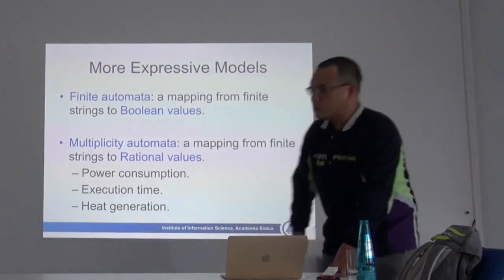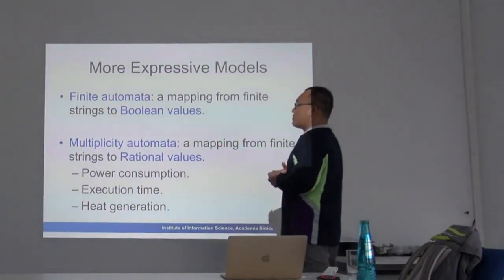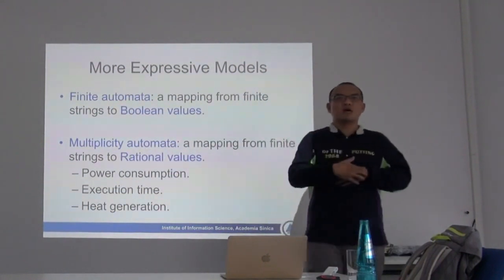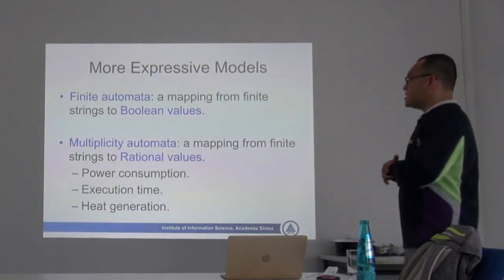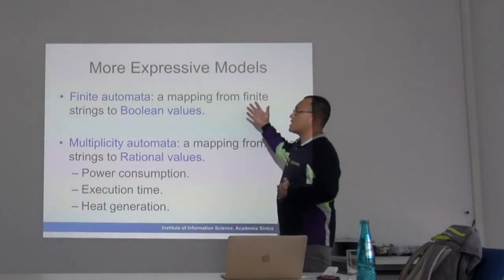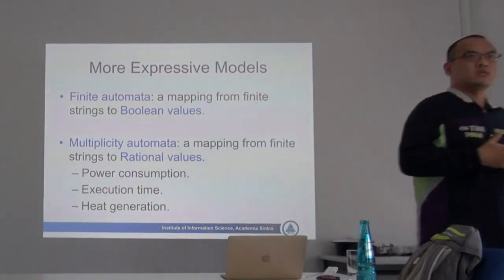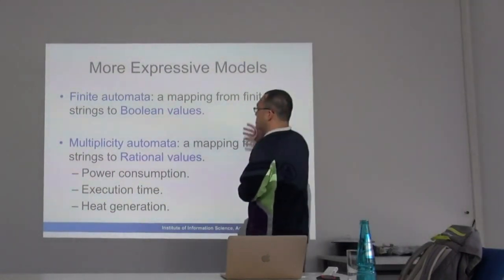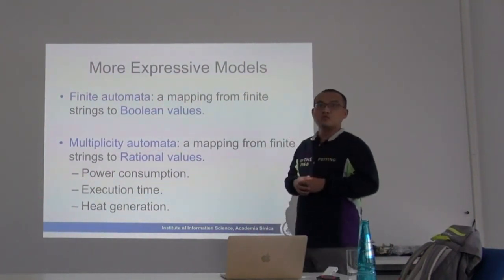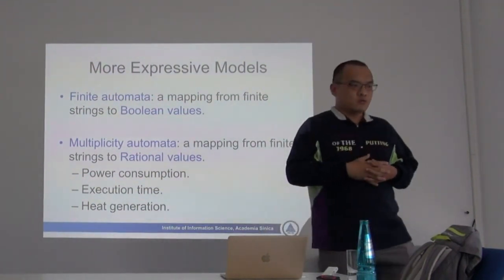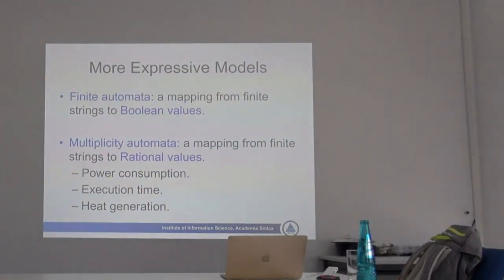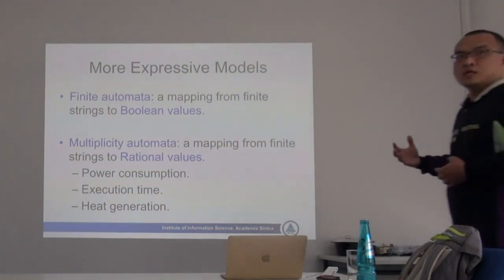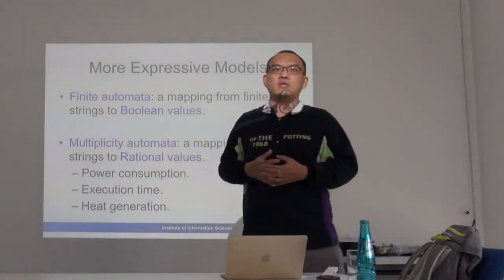Okay, so besides a way to automatically infer the basic finite state automata, today I will also cover two kinds of more advanced models. One is the so-called multiplicity automata. A finite automaton can be viewed as a mapping from strings to Boolean values, whether a string is in the set or not. Multiplicity automata are very similar. It's also a state machine, but it's a mapping from strings to a rational number, which we believe can be used to model more interesting properties. For example, you can map a sequence of behavior to its power consumption, execution time, or heat generation, etc. Maybe it can be related to your project.